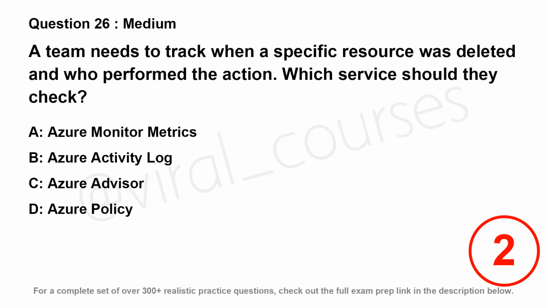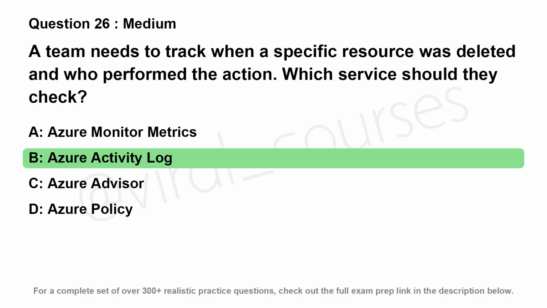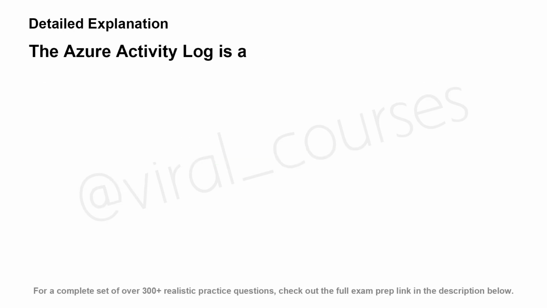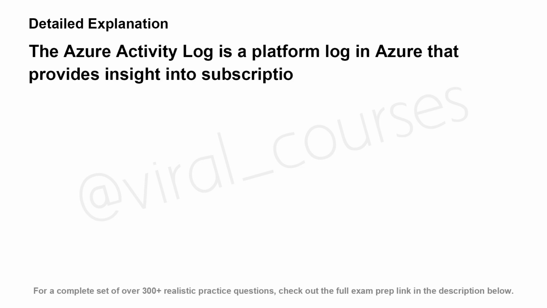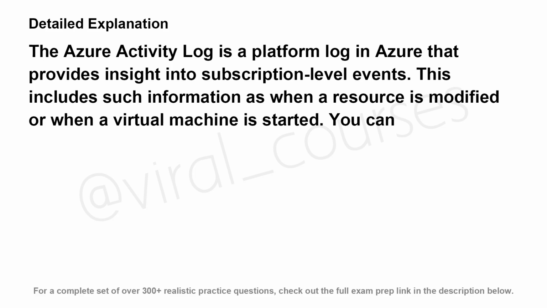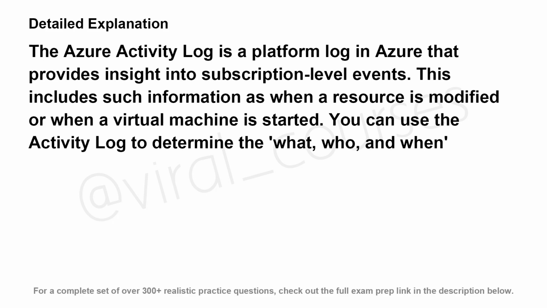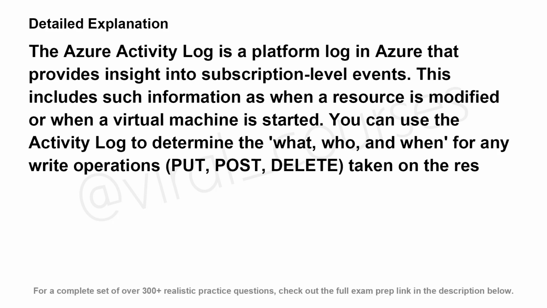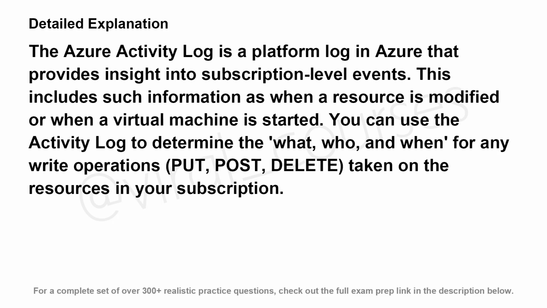The correct answer is B. The Azure Activity Log is a platform log in Azure that provides insight into subscription-level events. This includes such information as when a resource is modified or when a virtual machine is started. You can use the activity log to determine the what, who, and when for any write operations (PUT, POST, DELETE) taken on the resources in your subscription.